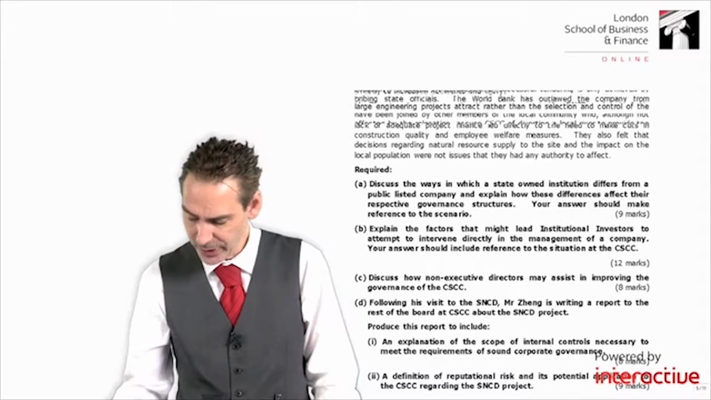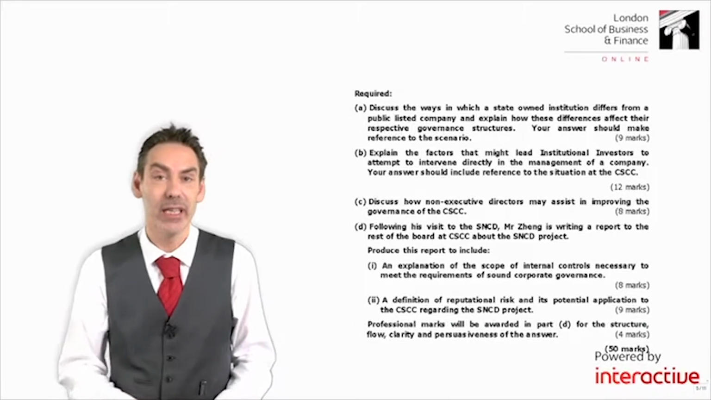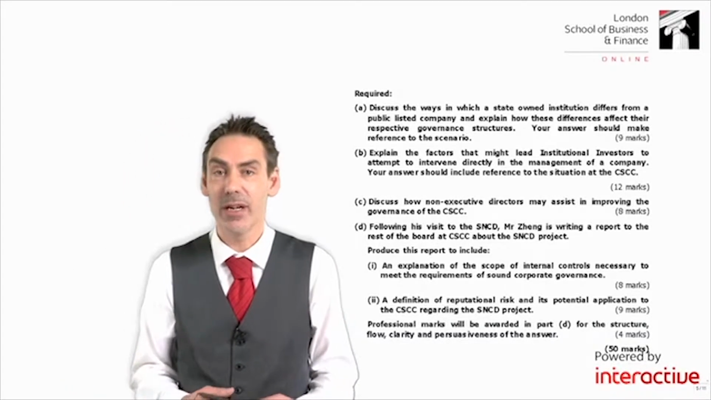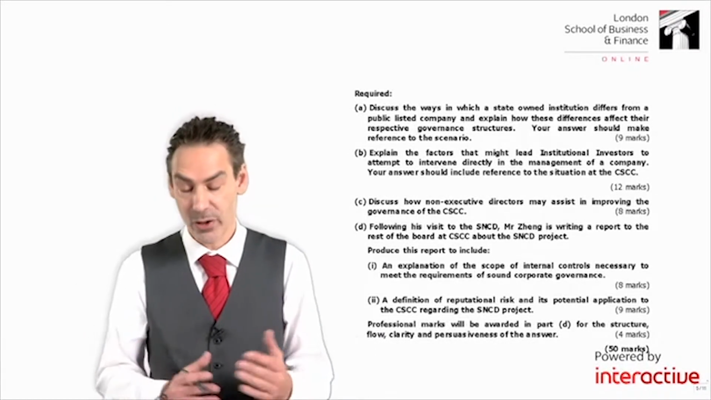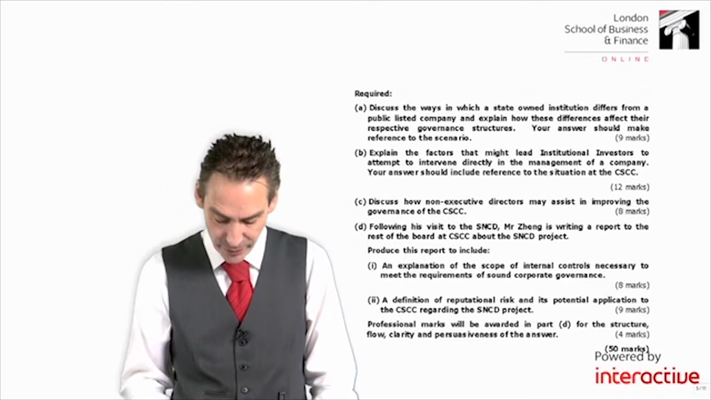That is, the first thing we would do is go to the requirements of the question and make a note of what the requirements are. And then we can read through the scenario to try to find the evidence, to find where these requirements are actually being dealt with. So if we read through the requirements, the first issue that's raised asks us about the differences between a state-owned institution and one that is a PLC, and asks us to think about the governance changes that might exist if it was a state-owned institution. Part B of the question then asks us to think about governance from the perspective of the institutional investors.